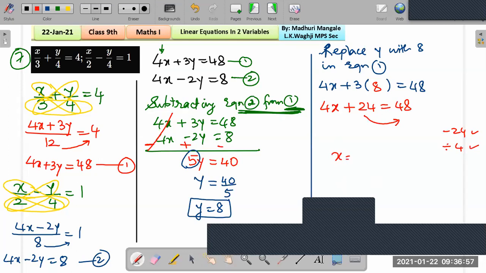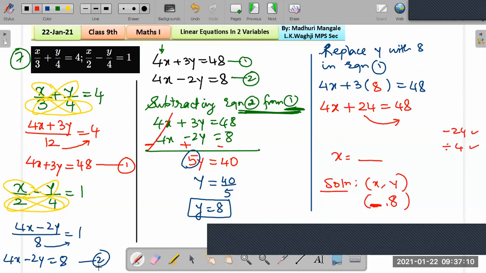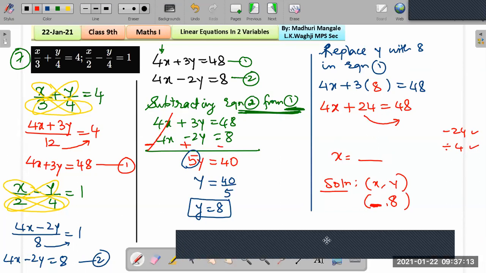And finally the solution should be in x comma y format. We have got y, students, so y has to be placed over here in the second position. You just need to find x. Okay, and once you get the solution, move to the quizzes link, and there I have set the next question.